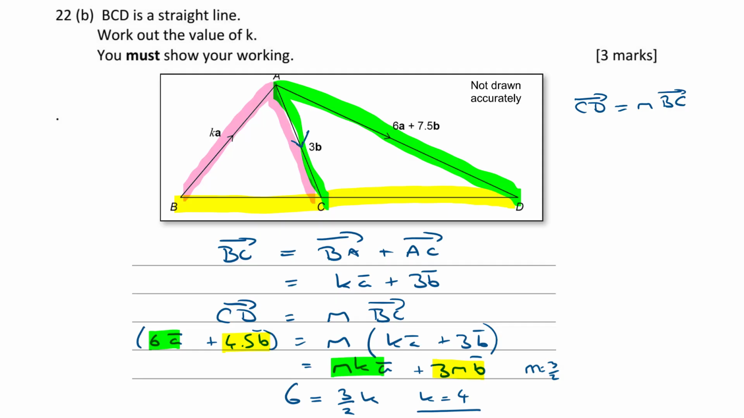That comes about by the fact that if two vectors are equal, then their a parts must be equal and their b parts must be equal. So that's what I did. I separated them out and compared them. Okay, but we come up with the answer k is 4.